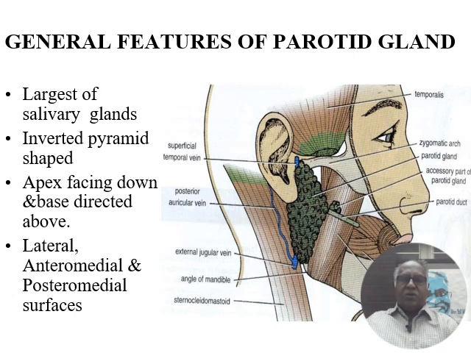It has three surfaces. One is the lateral surface facing the cheek and the skin, and also two other surfaces, anteromedial and posteromedial. Simply, you can remember it as a lateral surface, and like post meridian and ante meridian, you can remember it as AM and PM.